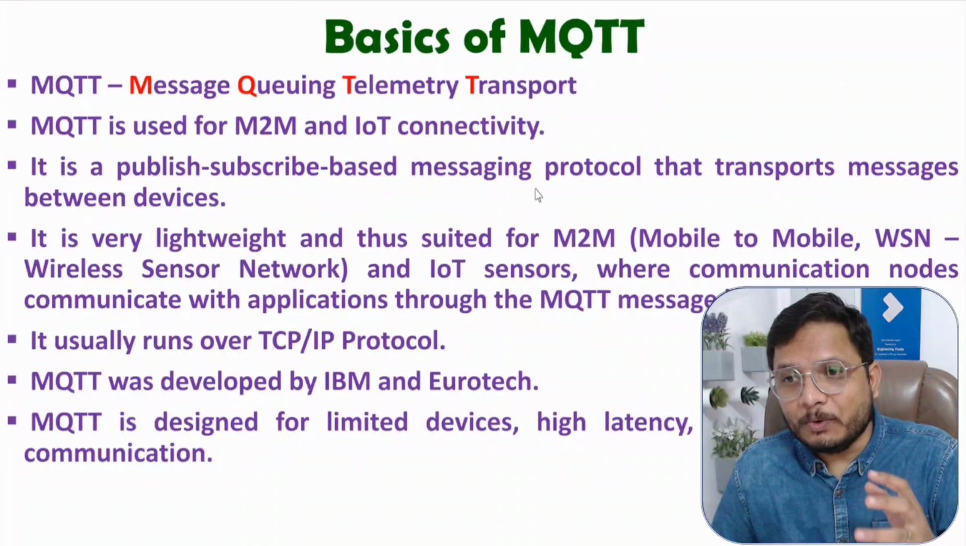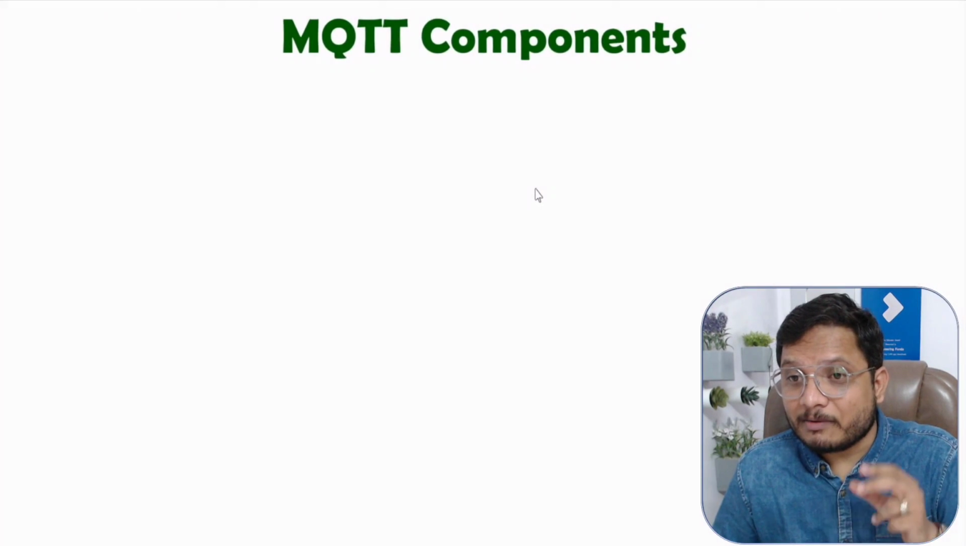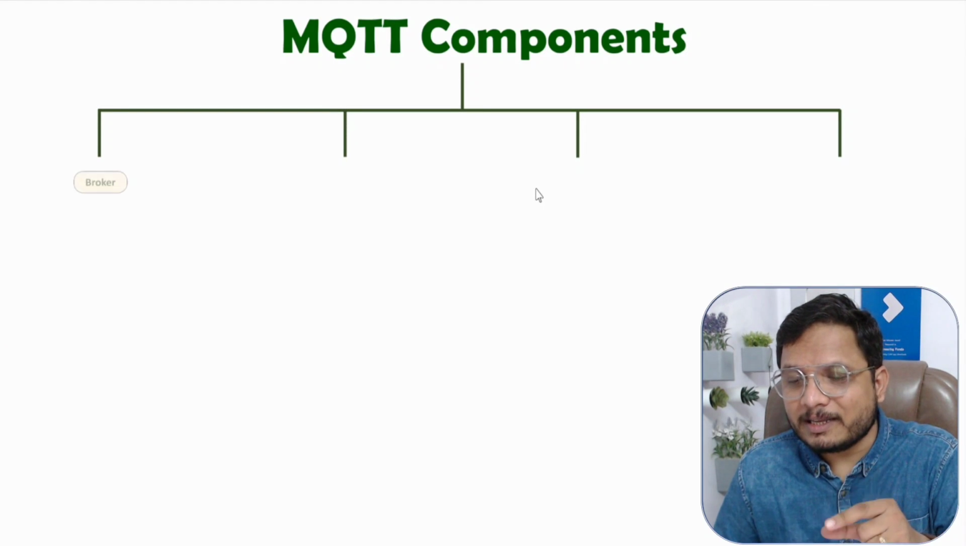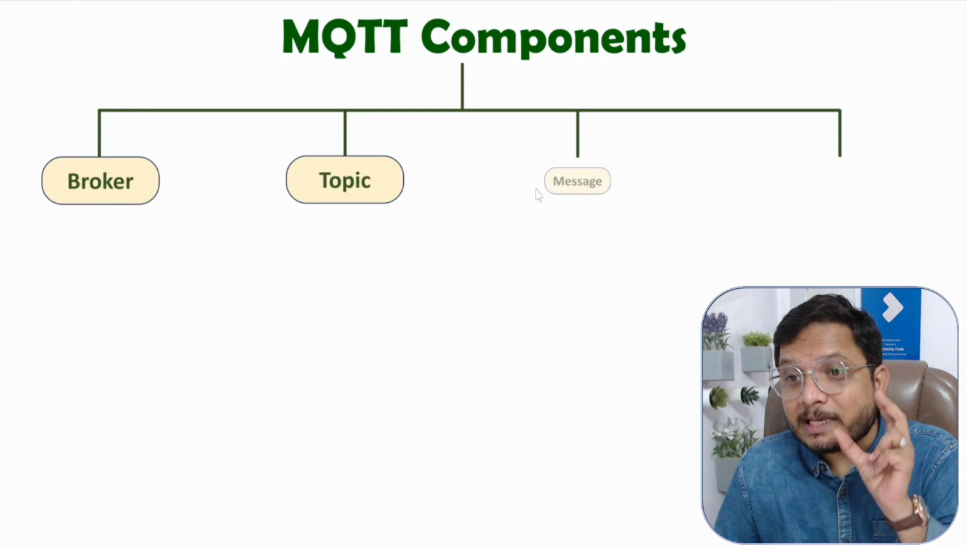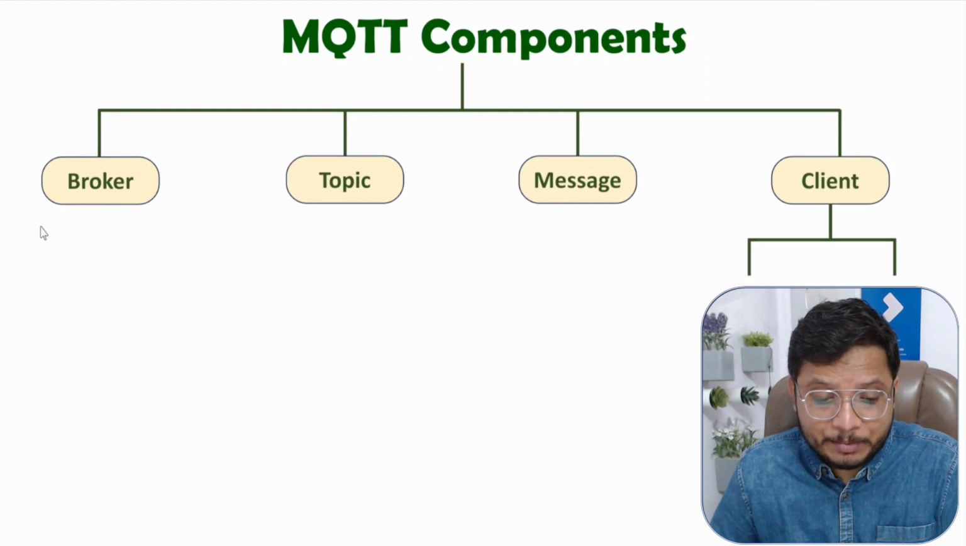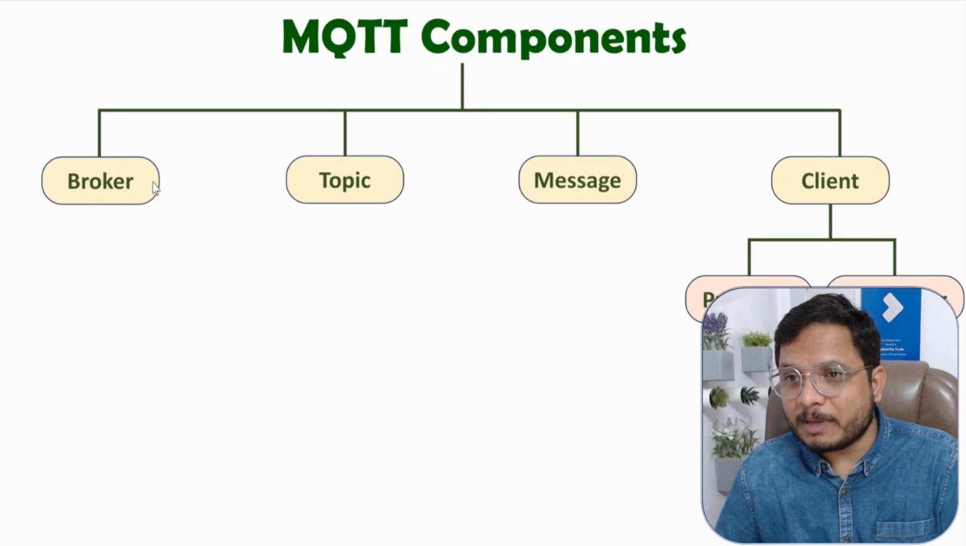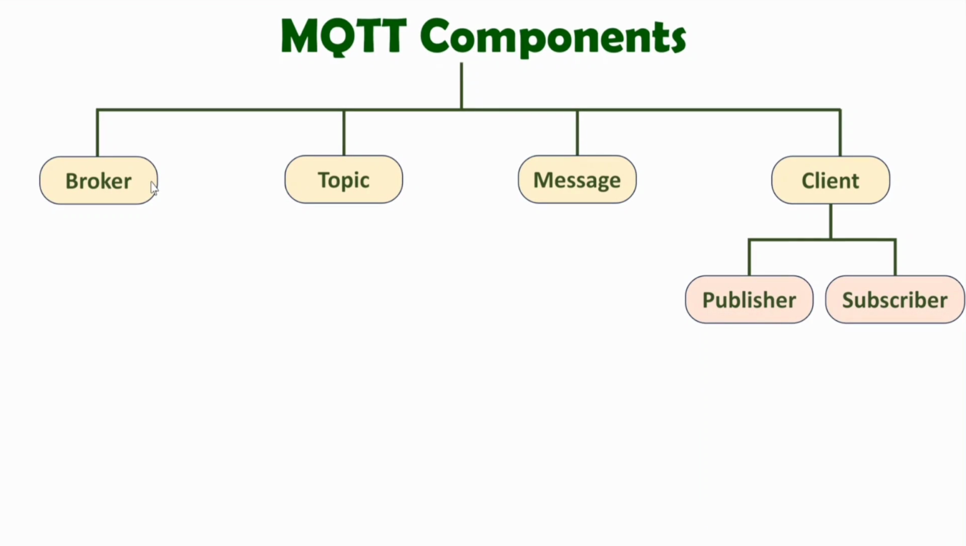Now I'll explain MQTT components. When it comes to MQTT components, the central part is played by the MQTT broker. In the client, we can have a publisher and a subscriber. The publisher is publishing content, and the subscribers are receiving content.